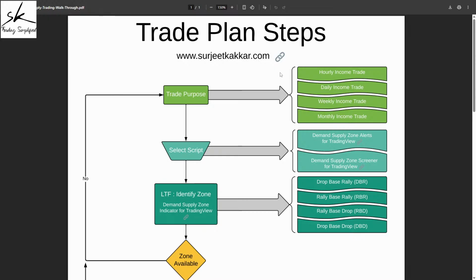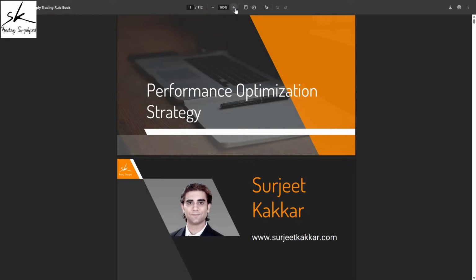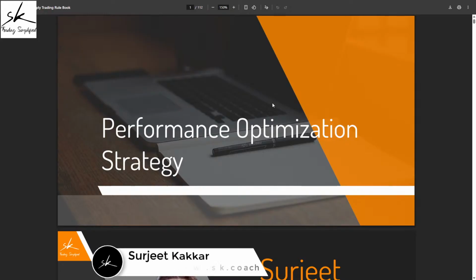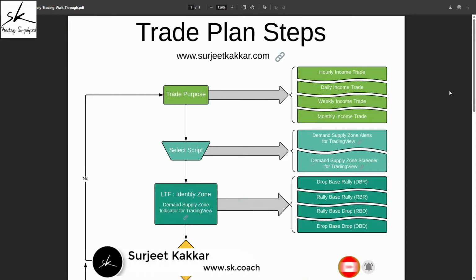This is your flowchart. It tells us step by step what we need to do as a demand and supply trader, and you'll also see it in action during today's session. And this is your rulebook, which is basically a conservative approach, but with time and experience, if you want to modify it based on your personality style, those modifications can definitely be done. But at least you have a starting point using which you can start planning your trades.